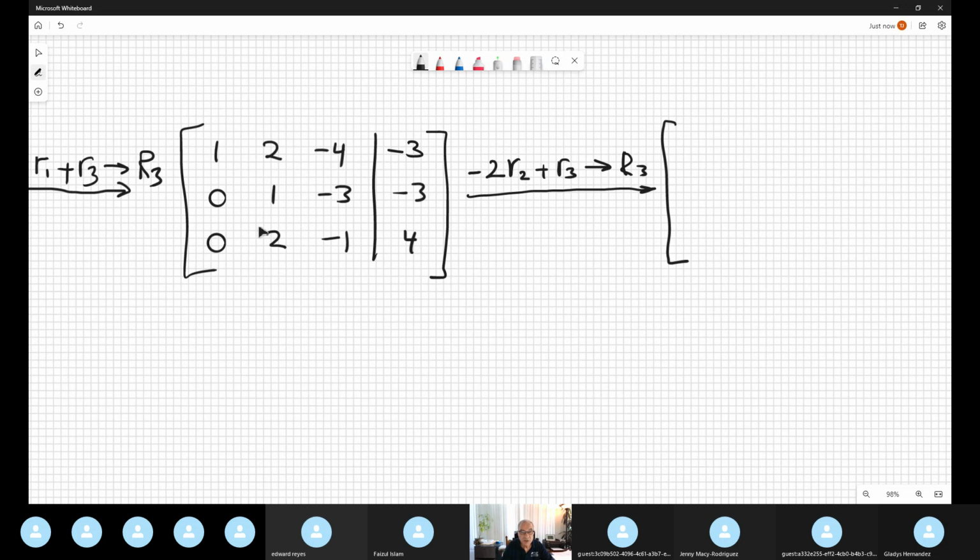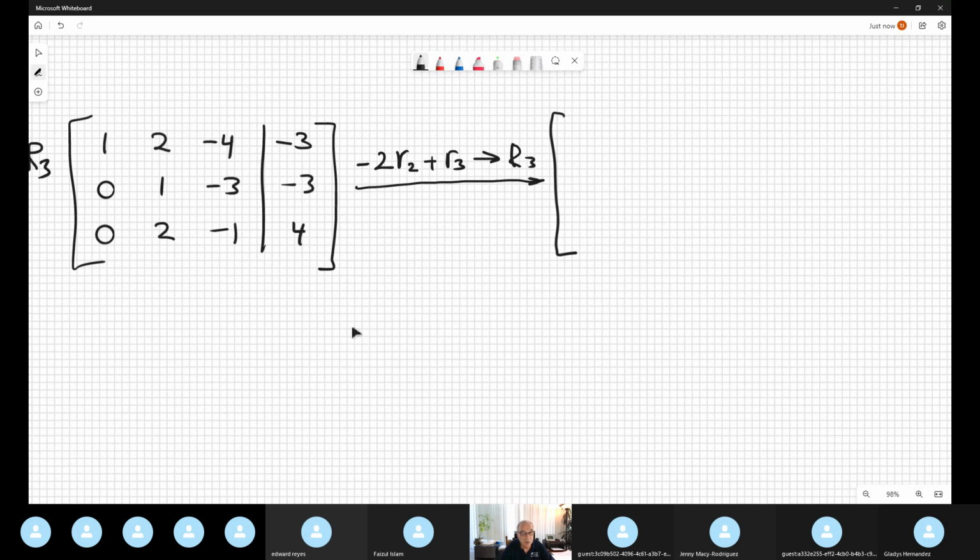Okay, then I copy row 1, and row 2 doesn't change, it stays the same. However, in row 3, this is 0, and this is 0. Look: you multiply -2 times 1 is -2, plus 2 is 0. But what happened here? You multiply -2 times 0 is 0, plus 0 is 0.